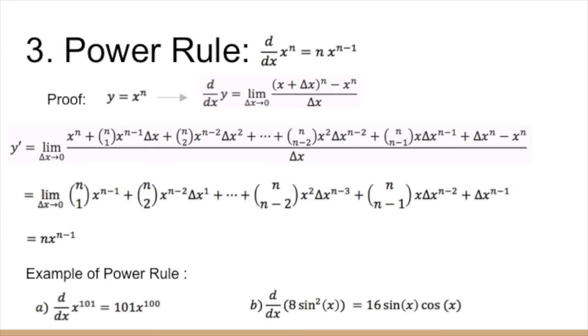An example of the power rule. Example A, derivative of x to the 101 power equals 101x to the 100th power, based on the formula. Example B, the derivative of 8 times sine x squared is 16 sine x times cosine x.